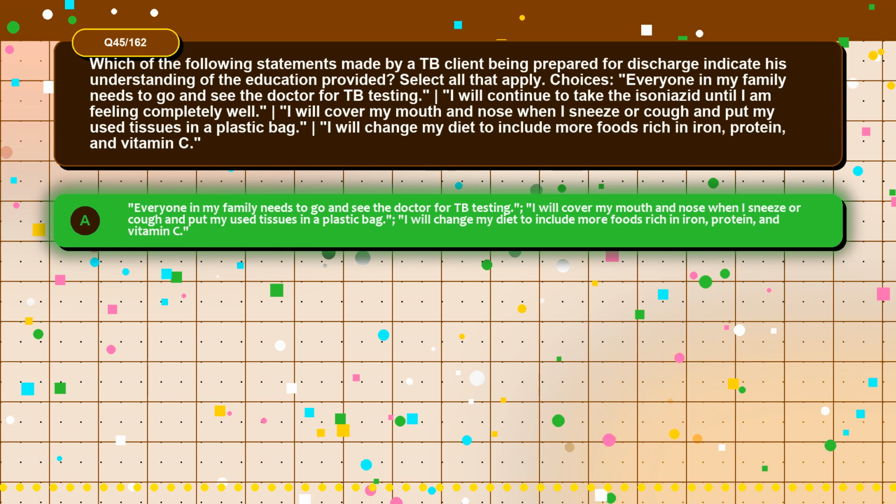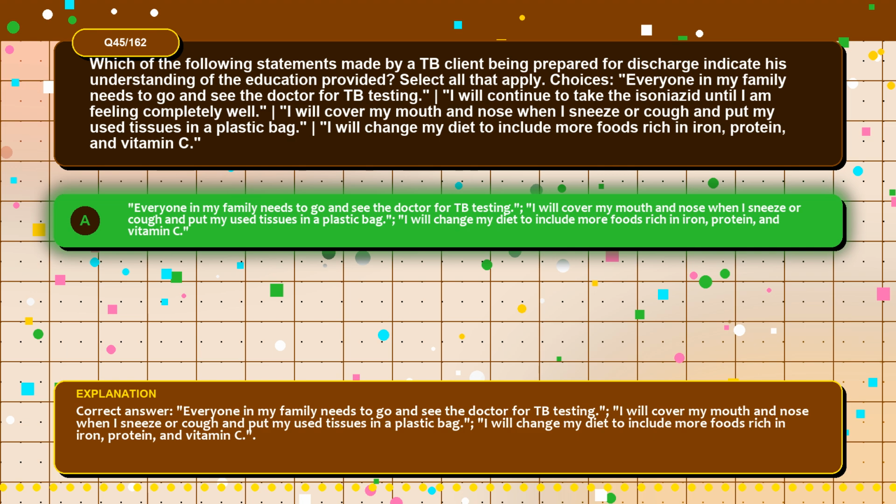The correct answer is option A. Everyone in my family needs to go and see the doctor for TB testing. I will cover my mouth and nose when I sneeze or cough and put my used tissues in a plastic bag. I will change my diet to include more foods rich in iron, protein, and vitamin C.